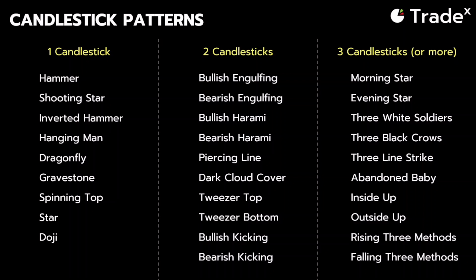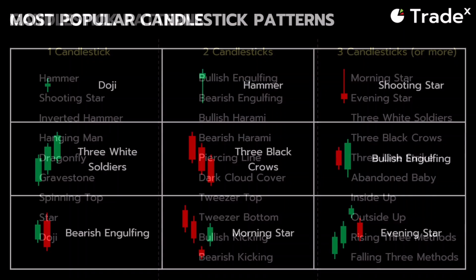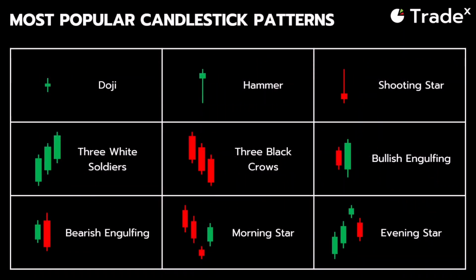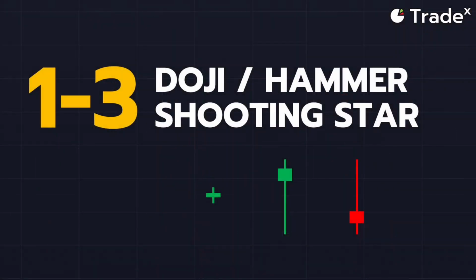Today, I've selected 9 of the most popular candlestick patterns used by investors. These patterns are not only easy to remember but also have a high trading accuracy, meaning they offer a strong chance of successful predictions. We'll explore each pattern in detail and provide plenty of examples to illustrate their application. To make things clear, we'll number them from 1 to 9 as follows. We'll start with patterns number 1 to 3, doji, hammer, and shooting star.